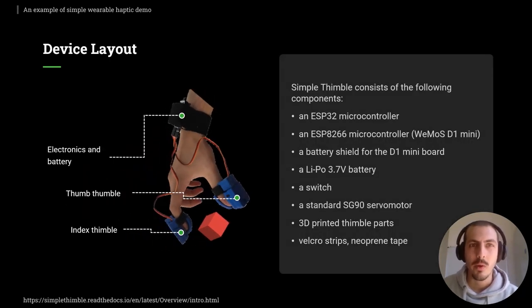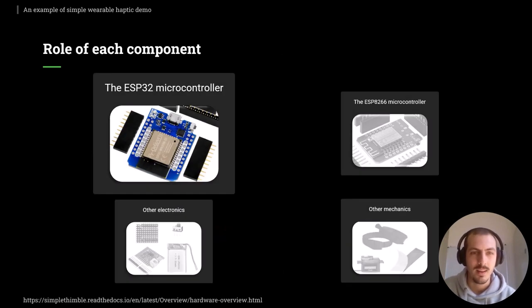In the following, we will analyze the role that each of the hardware components has in our thimble. We have an ESP32 microcontroller, an ESP8266 microcontroller, a battery shield, a battery, a switch, a standard servo motor, and some 3D printed parts. But let's dive in and see the role of each component.